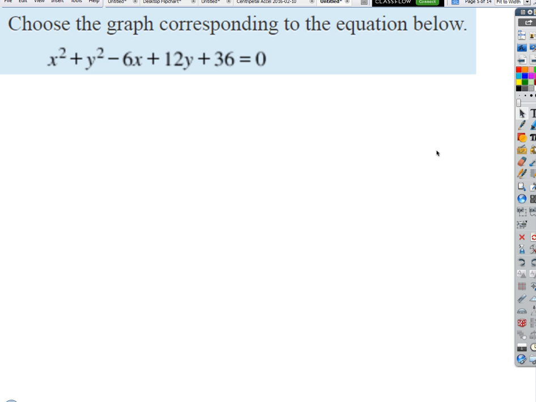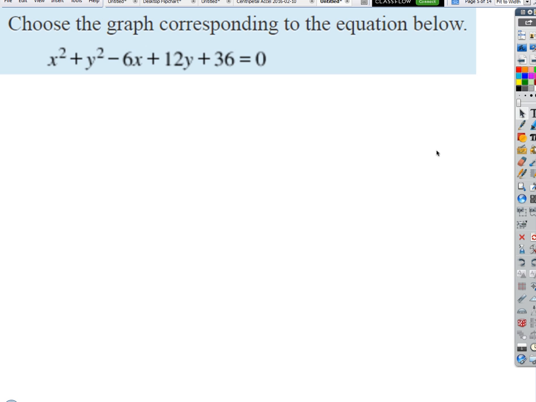Okay, how about this guy? So this is a choose the graph one, right? You're going to get a bunch of options. On this one, that's going to be a circle, isn't it? Because both the x's and the y's are being squared. But I can't recognize that circle.